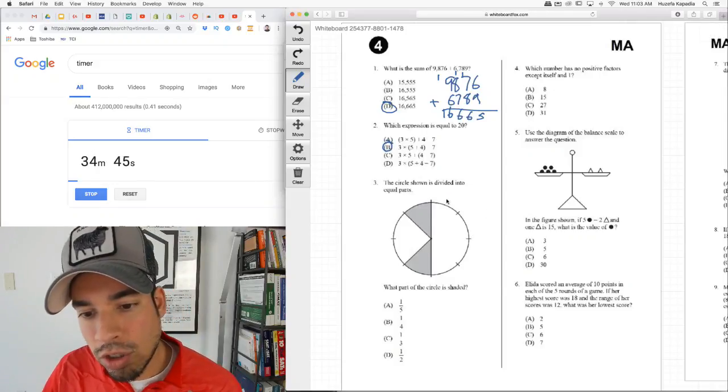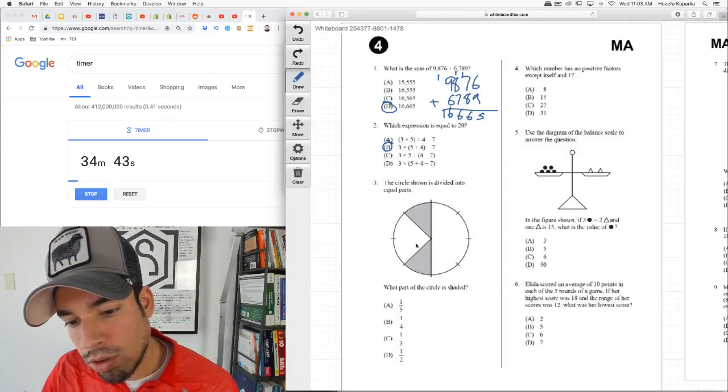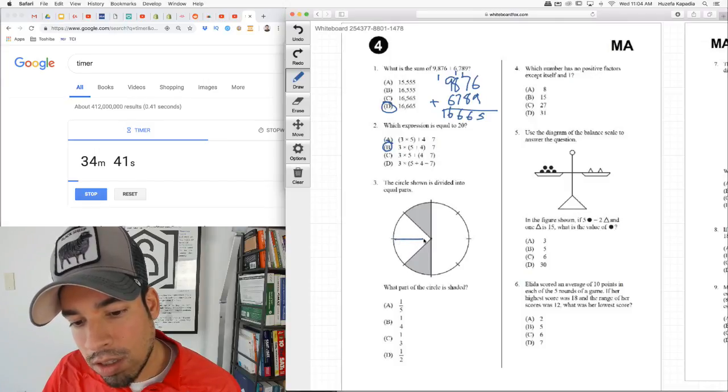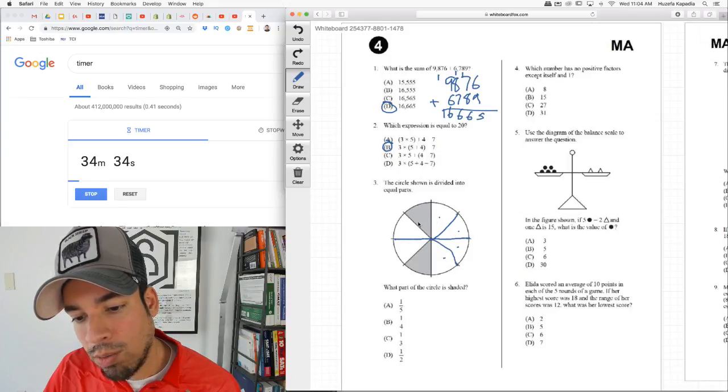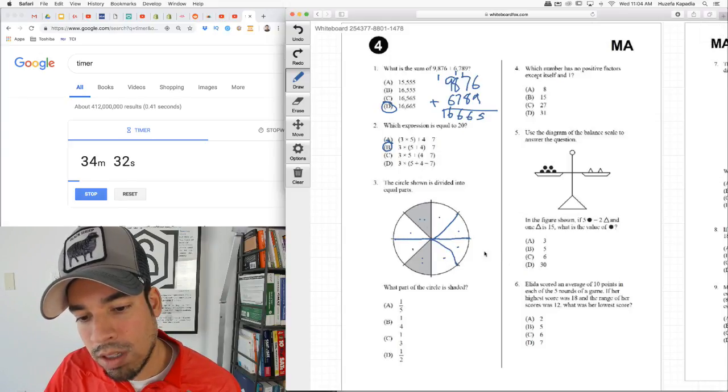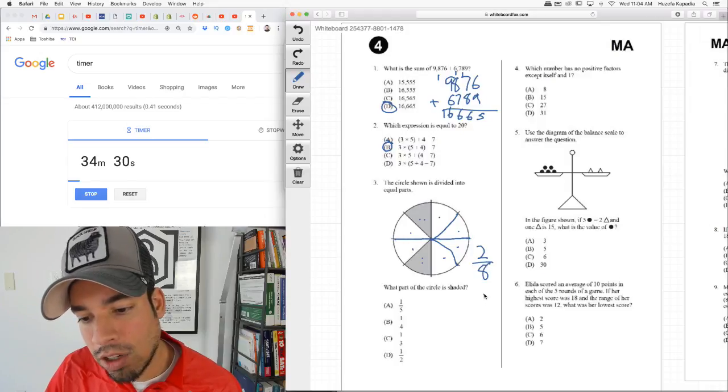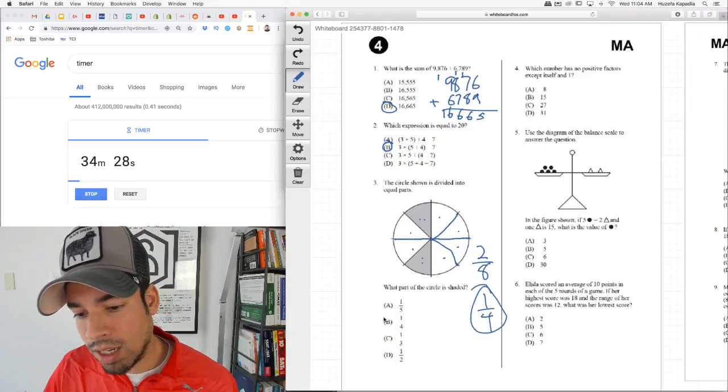Next, the circle shown is divided into equal parts. Which part of the circle is shaded? So look, this is a spatial reasoning problem. I'm just going to draw lines across, and we can see this much more easily. It's divided into 1, 2, 3, 4, 5, 6, 7, 8 parts. 2 out of 8 are shaded, which we can then reduce as a fraction to 1/4.